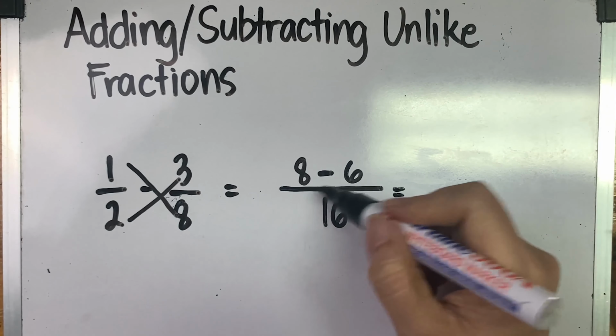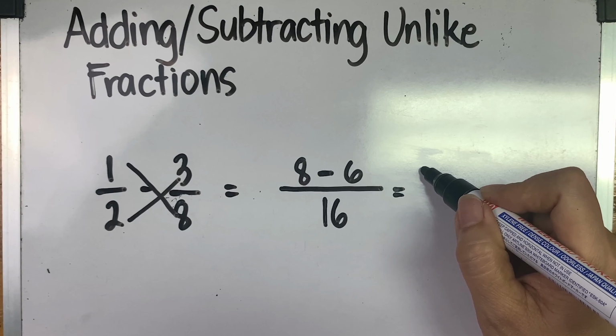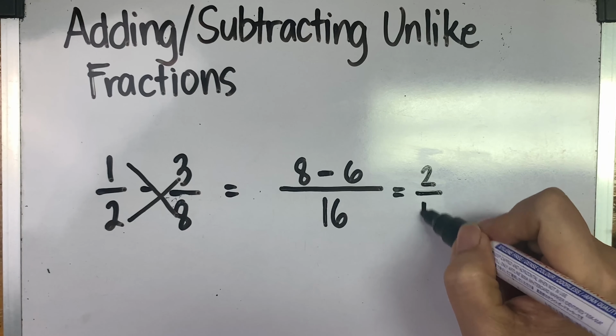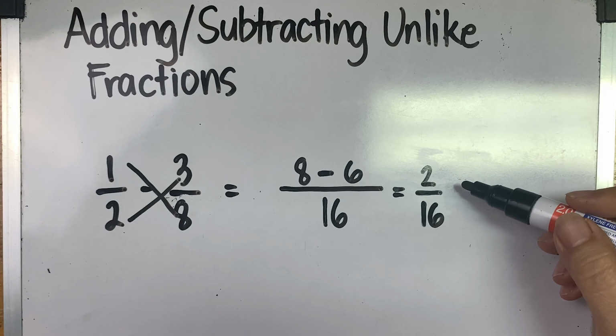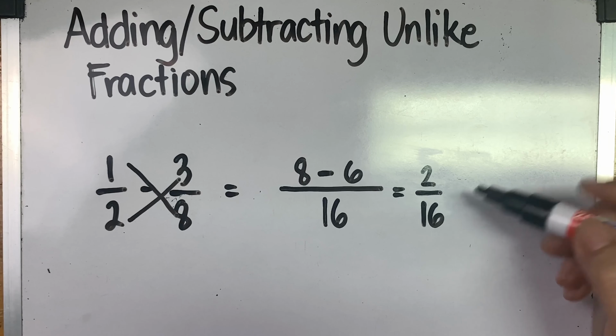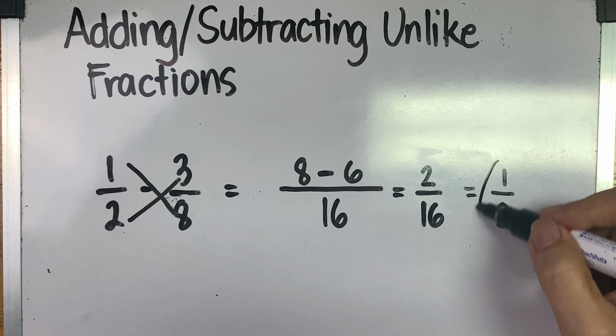Okay. Subtracting the numerator, 8 minus 6 gives us 2 over 16. Now you notice that this number can still be reduced. So we divide everything by 2, which will give us 1 over 8. This is now our answer.